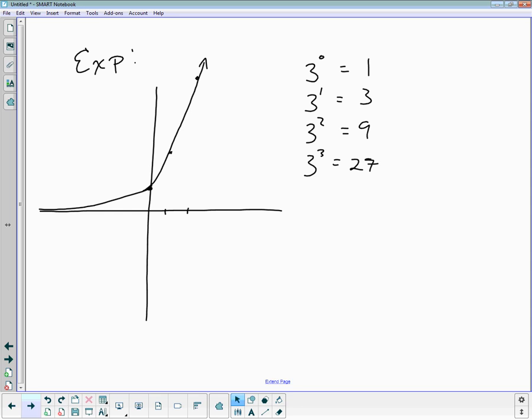So there's not a lot of points that you can graph, like I said, before you run out of space on your graph. Okay? The one thing I don't want to see is this.